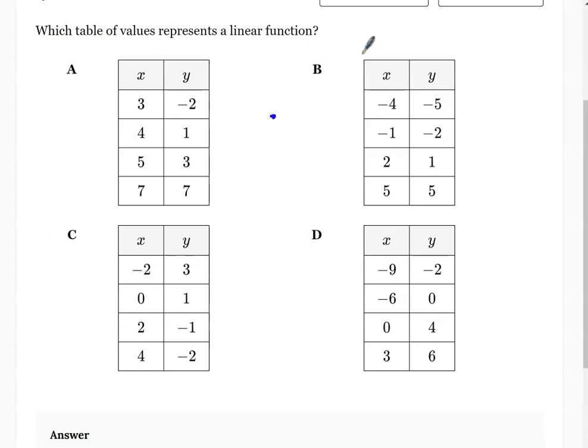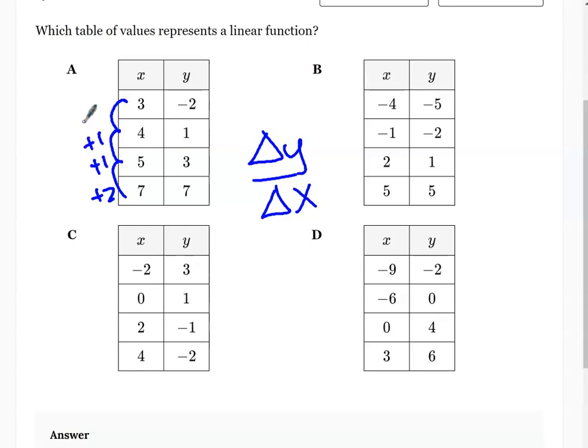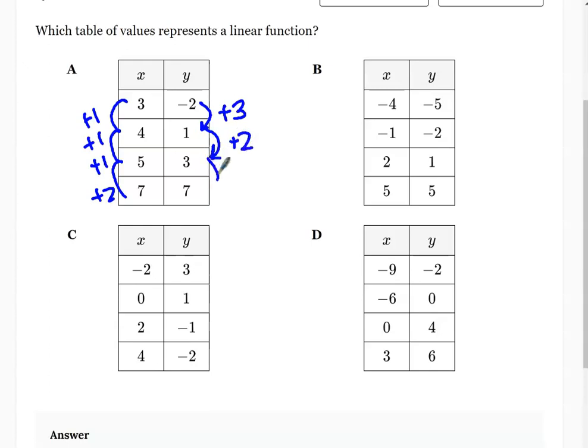So let's take a look and see if we can find that pattern. So here we have +1, +1, and then we have +2. Okay, that can happen, but only if the pattern on the y side will also change. So let's see, from -2 to 1, that's moving up 3. From 1 to 3, that's moving up 2. From 3 to 7, that's moving up 4.